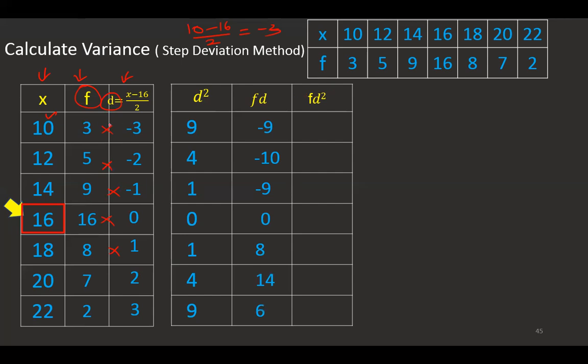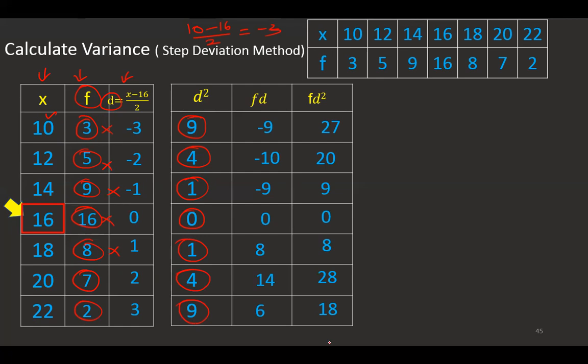Now d square I'm multiplying. So this 3 I'll multiply with 9. It's 27. 5 multiplied with 4 will give you 20. 9 multiplied with 1 will give you 9. 16 multiplied with 0 will give you 0. 8 multiplied with 1 will give you 8. 7 multiplied with 4 gives you 28. 2 multiplied with 9 will give you 18. I'm going to total it now. So this column I'm totaling, this column I'm totaling, this column I'm totaling.